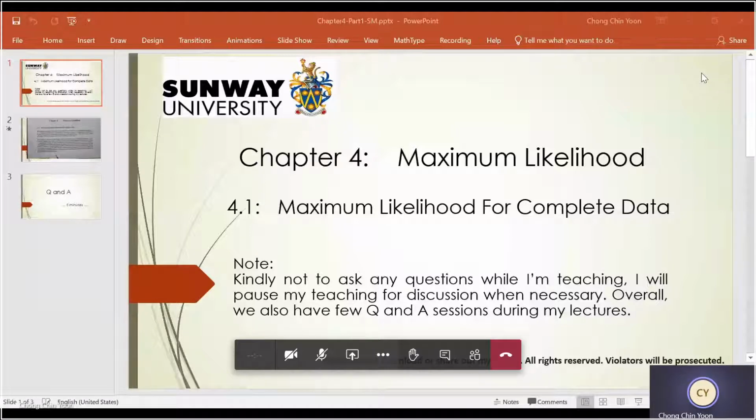For this topic, I think you have learned a little bit, maybe from another course, about maximum likelihood. For this section, the process is quite easy. Once you have formed the likelihood function, then the rest is no problem. The only thing you need to take note of is how to form the likelihood function. After that, we try to maximize the likelihood function.